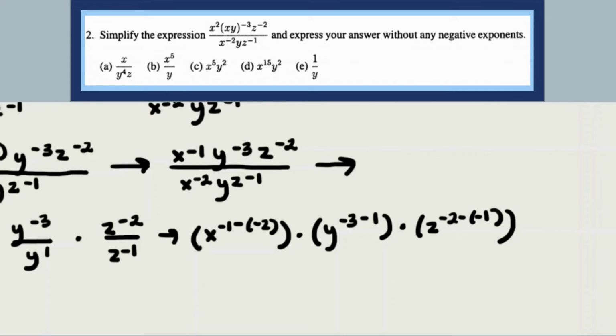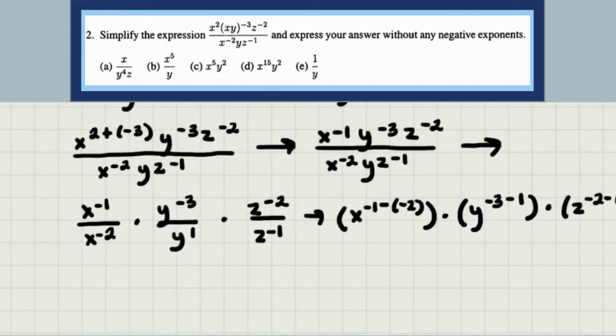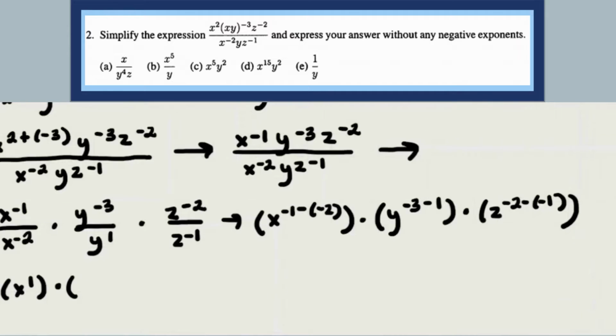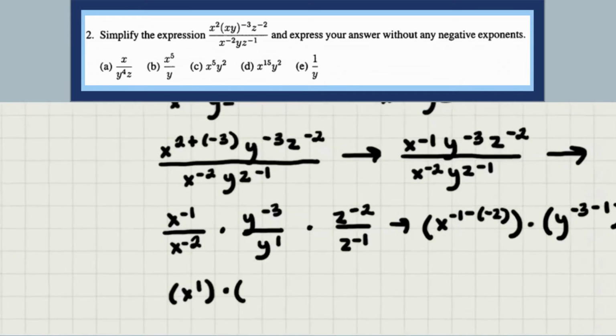So once we get to this point, we're just going to basically simplify. x to the negative 1 minus a negative 2 is going to turn into x to the positive 1, because that's the same thing as saying x to the negative 1 plus 2. So that'll be x to the 1. And then over here, we have y to the negative 3 minus 1, and negative 3 minus 1 is negative 4. So that will turn into y to the negative 4.